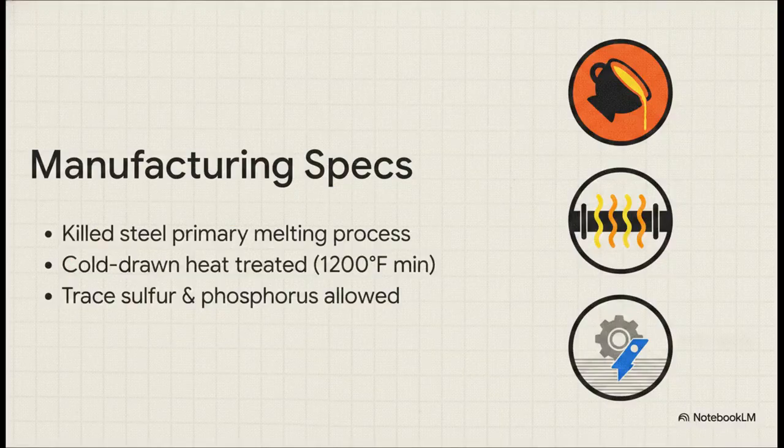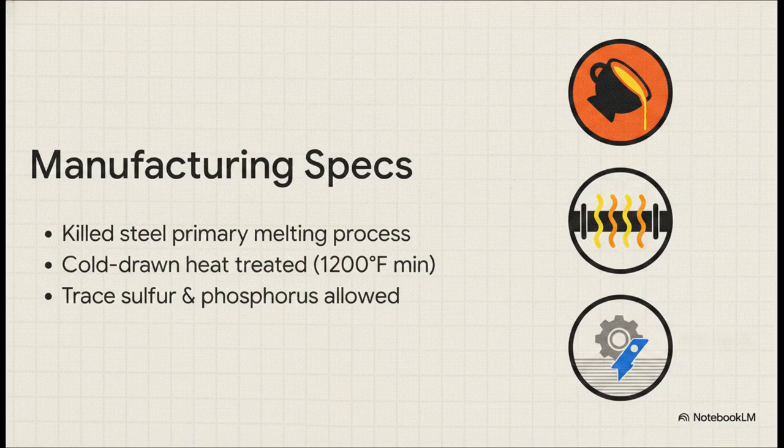Beyond the silicon, the manufacturing specs are incredibly rigorous. The steel has to undergo a killed steel primary melting process, which basically means it's completely deoxidized to ensure maximum structural uniformity. Also, if the pipe happens to be cold-drawn during manufacturing, the standard strictly demands it undergo a heat treatment of at least 1200 degrees Fahrenheit or 650 degrees Celsius to relieve any internal stresses.